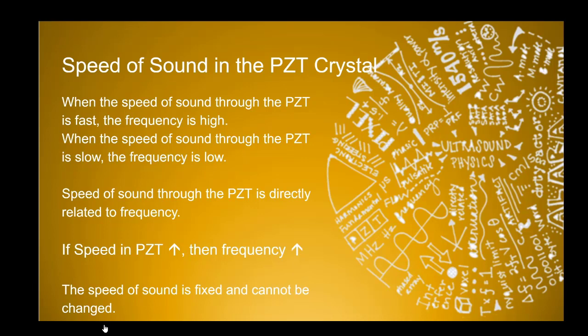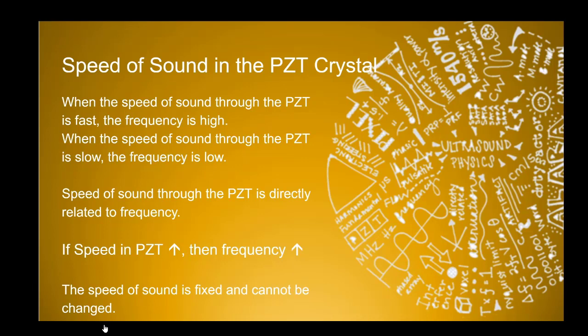So it's a little bit harder to give you a constant on that, but what we do know is that when the speed of sound through the PZT crystal is fast, we get a higher frequency. When the speed through the PZT crystal is slow, then we're going to have a lower frequency. So the speed of sound in the PZT crystal is directly related to the frequency. If speed increases, frequency increases. If speed decreases, then frequency decreases. The speed of sound again is fixed depending on how that PZT crystal is made, and we cannot change it.